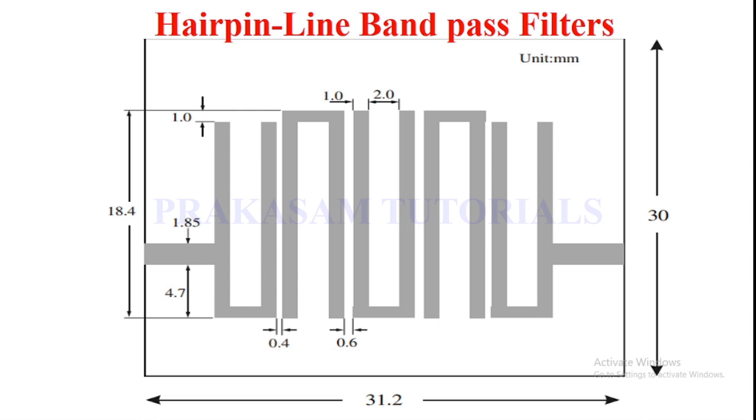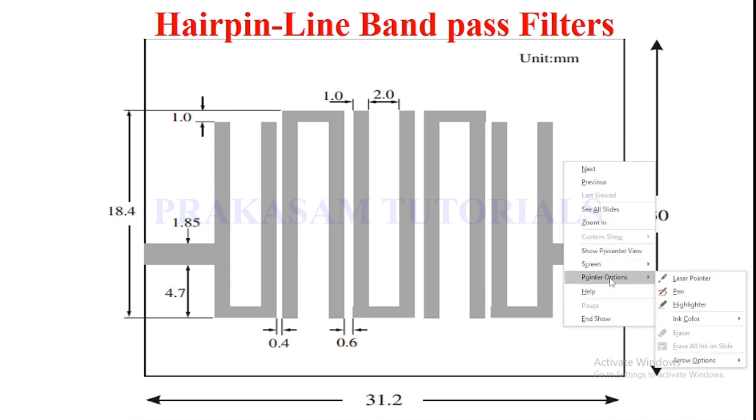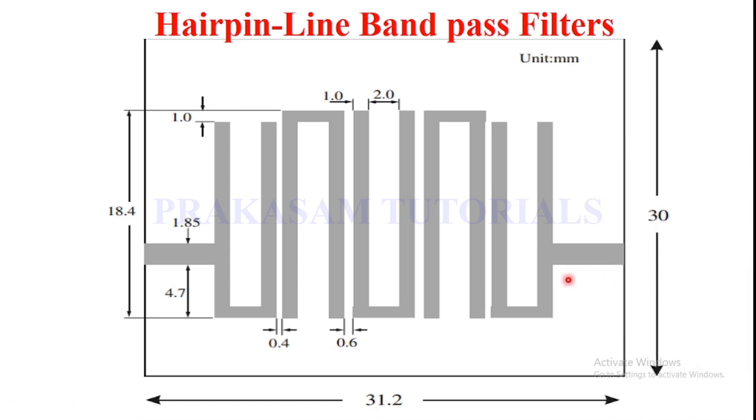In this design, a microstrip hairpin bandpass filter is designed to have a fractional bandwidth of 20% or 0.2 at a midband frequency of 2 GHz. So here I am selecting the operating frequency as 2 GHz. A 5-pole Chebyshev low-pass prototype filter with a passband ripple of 0.1 decibel is considered.